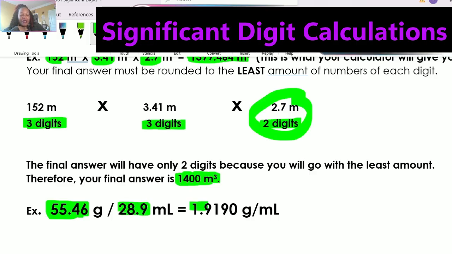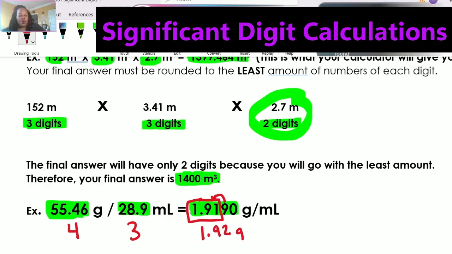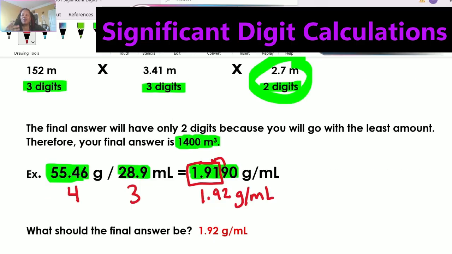But this is what the calculator gave us. Let's look at these sig figs. You've got 4 significant digits in this first number. You've got 3 significant digits in this last number. So we only need 3 of these numbers. This 9 tells this 1 to go up. So the answer becomes 1.92 grams per milliliter. So yes, that's the final answer. The final answer should be 1.92.